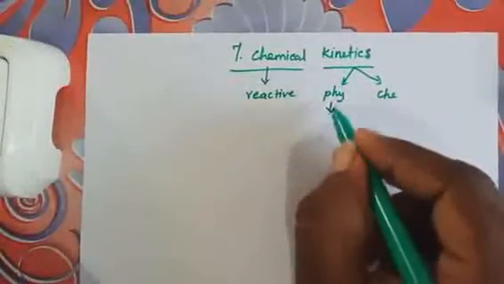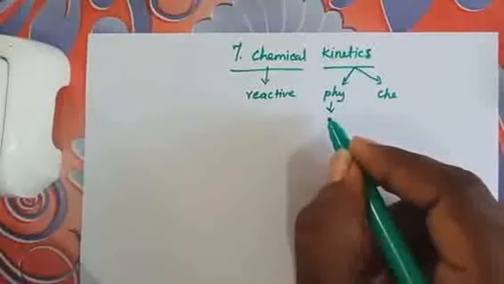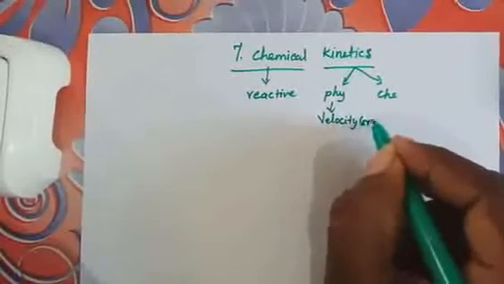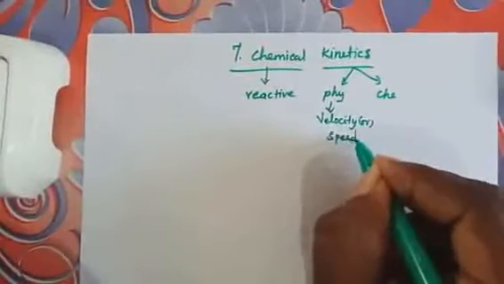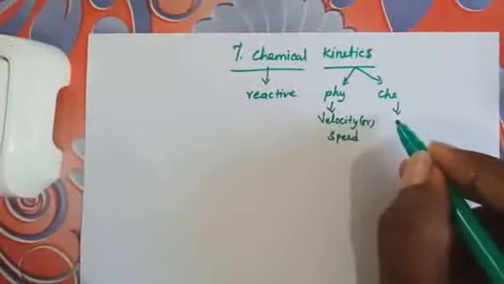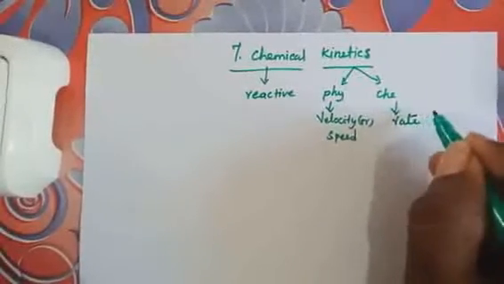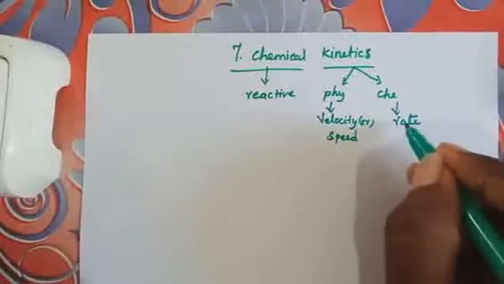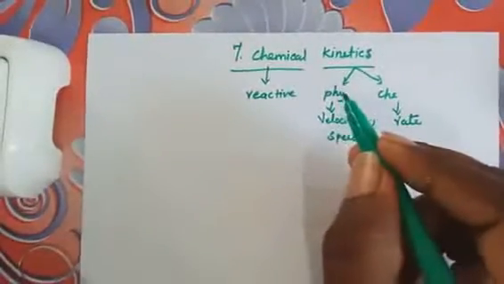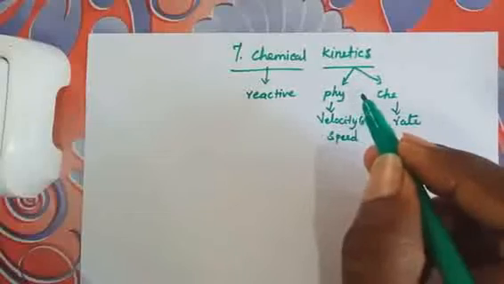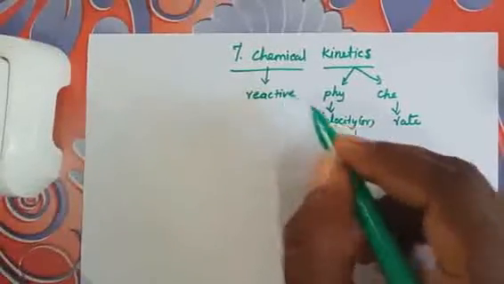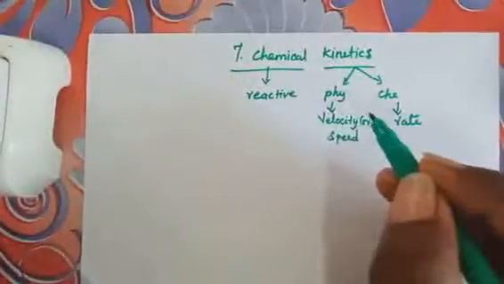Physically, kinetics is represented as velocity or speed. Chemically, the same word is known as rate. So velocity, speed, rate all give the same meaning about kinetics. In this lesson, we discuss deeply the speed of chemically reactive substances, or the speed of a chemical reaction.